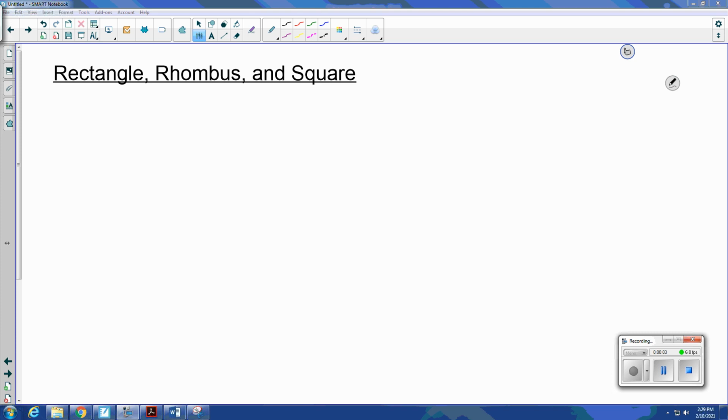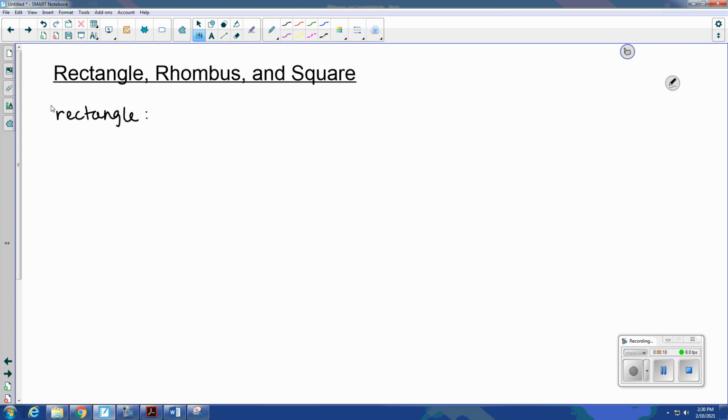The rectangle, the rhombus, and the square. So this video will cover additional special parallelograms and special quadrilaterals. So what makes the rectangle the rectangle? And all four of these are quadrilaterals, so we know they have four sides, four angles.